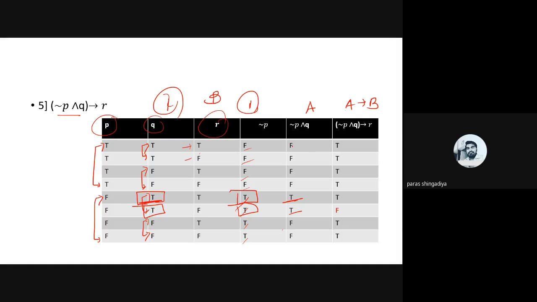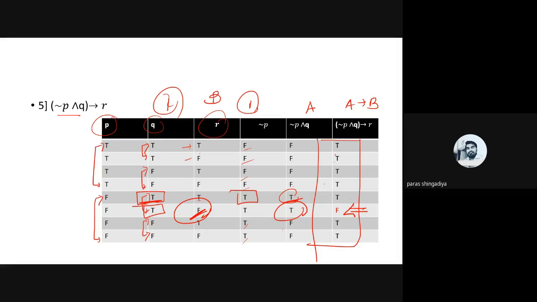So A conditional B: F to T will be T, F to T will be T, F to T will be T, F to F is also T, and T to T is also T. Now check the seventh row. Here it is a T and here it is an F. In such a case, the conditional output will be F, because the first statement is true and the second is false, and we are applying A to B, so it will be false. The remaining F to T and F to F cases will be T.